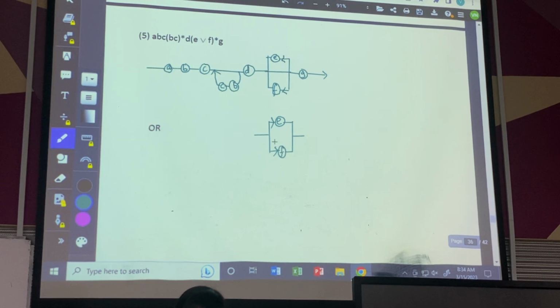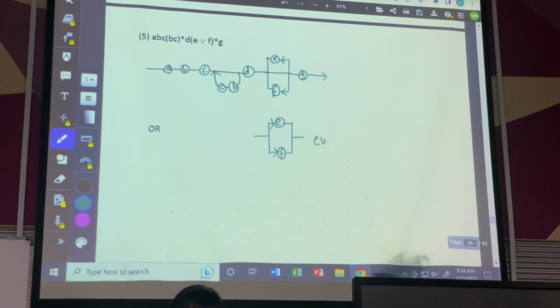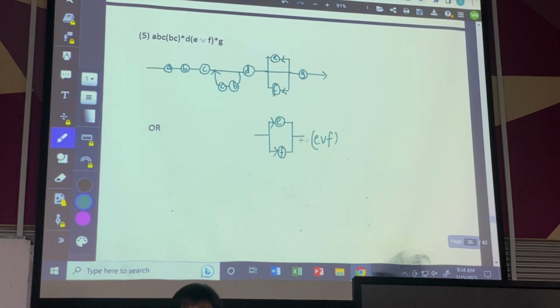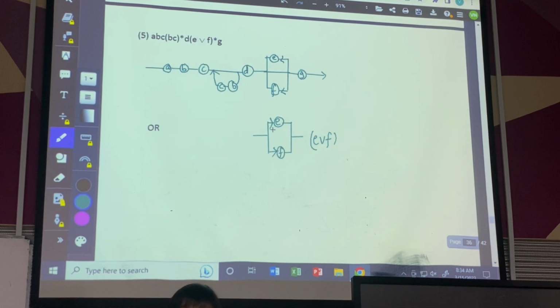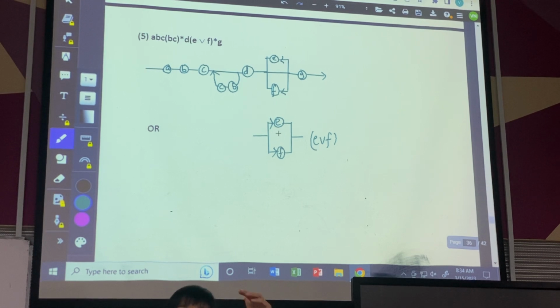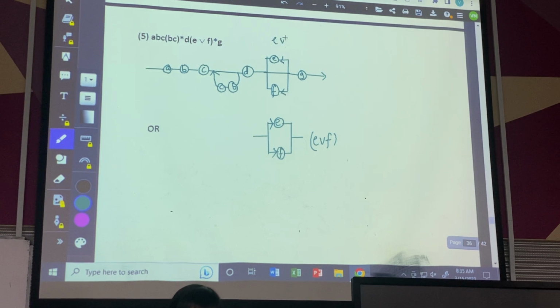But this one, how we write this, we will only write it as E or F. Only like this. So when you go to the right, you will only choose either you go E or you go F. Either one only. Okay? That is the difference. This one is E or F, asterisk.